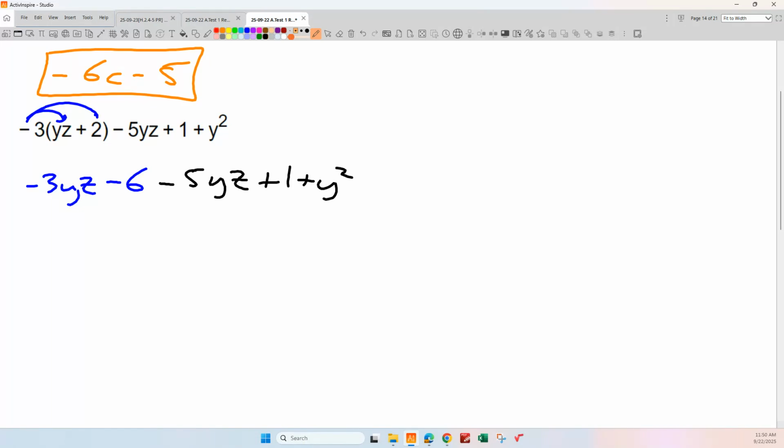Okay, so it looks like I've got negative 3yz's minus 5yz's, which is negative 6 plus 1, good. And then finally, there's just a plus y squared. The y squared is kind of the lone wolf here. There's nothing to pair it with, so it stays the same, right? There are no other like terms.